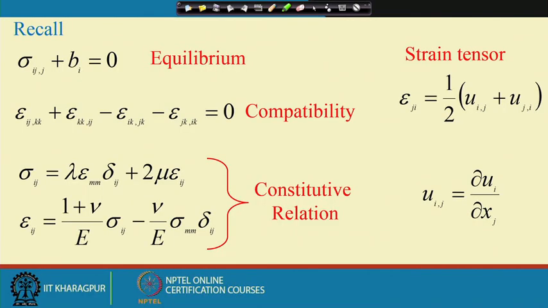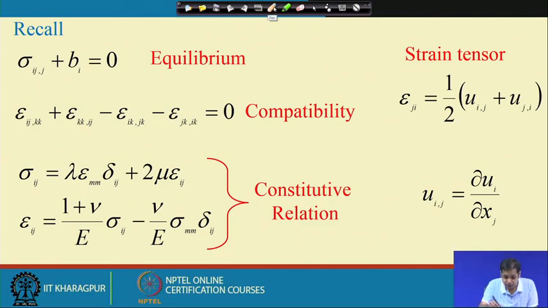Whatever formulation we use, displacement or stress, the same set of information is used. Same set of information means the same equilibrium equation, same compatibility equation or strain displacement relation, and same constitutive relation. Now, when we derived the stress based formulation, the equilibrium equation we anyway have to use, there is no other way. Then we used the compatibility equation.